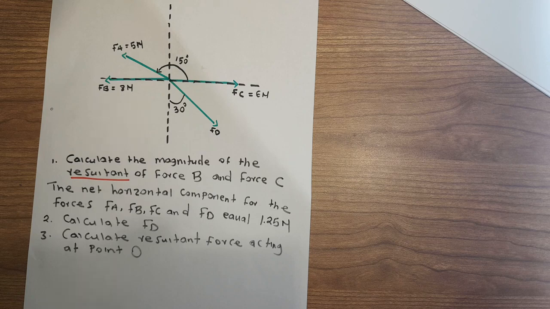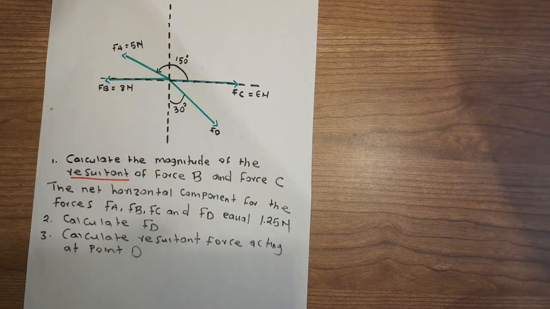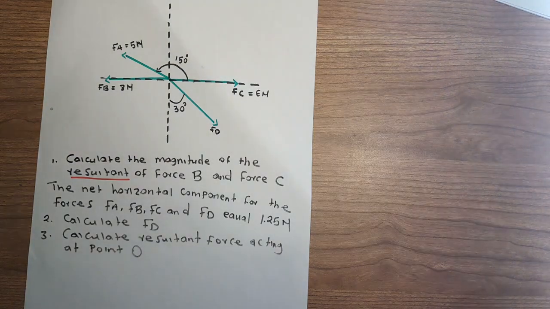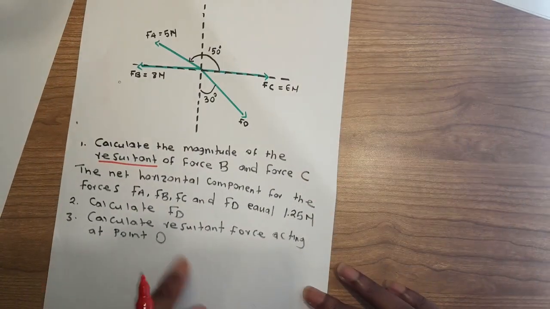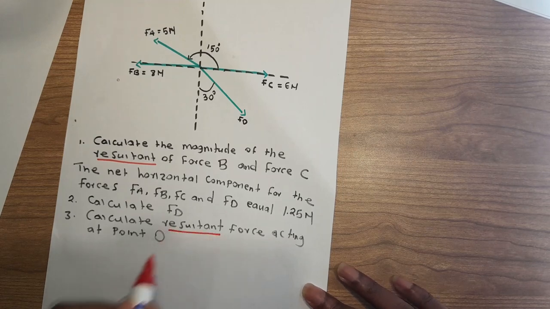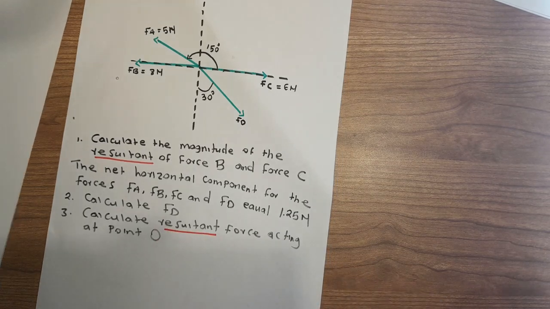The resultant, right? In physics, whenever they want you to calculate the resultant of something, know that you either add or subtract a couple of things. Just like in this question, they say calculate the resultant. So I just want you to understand what they mean by this.